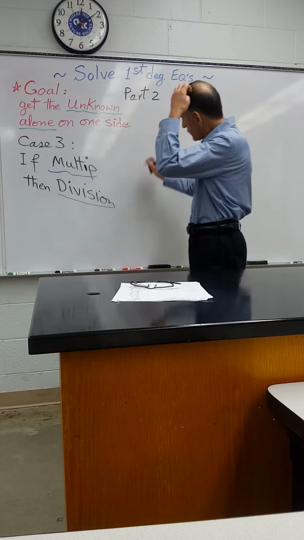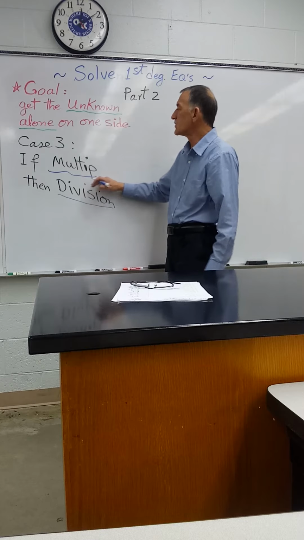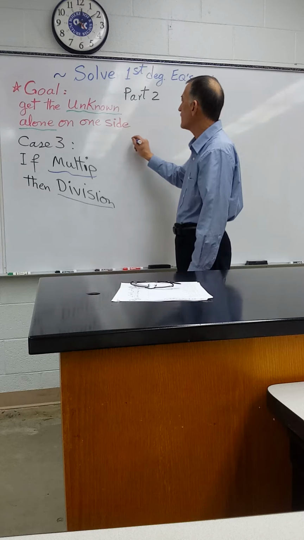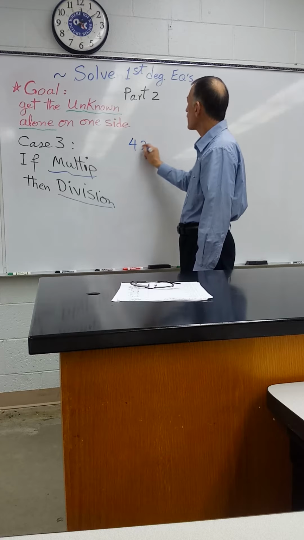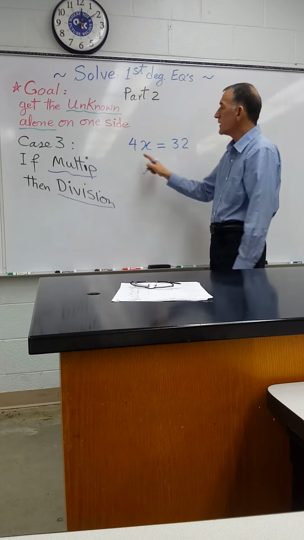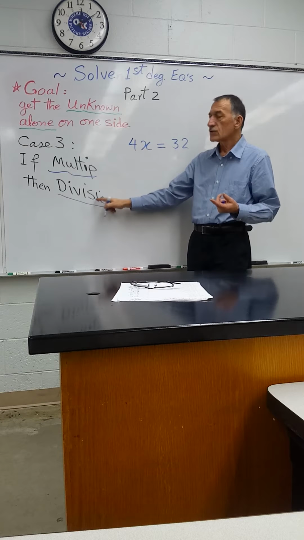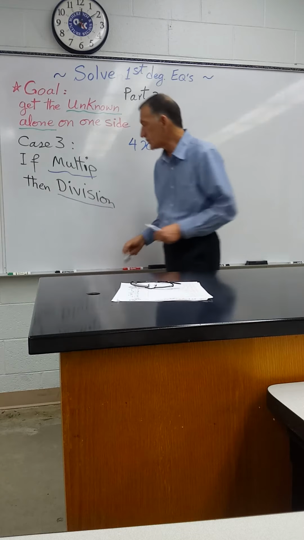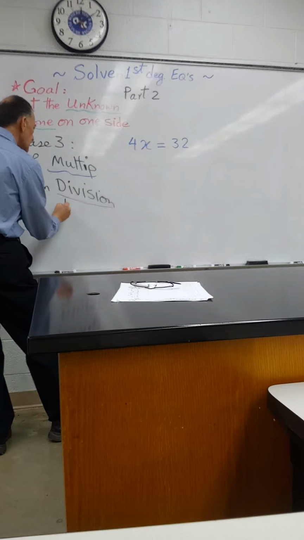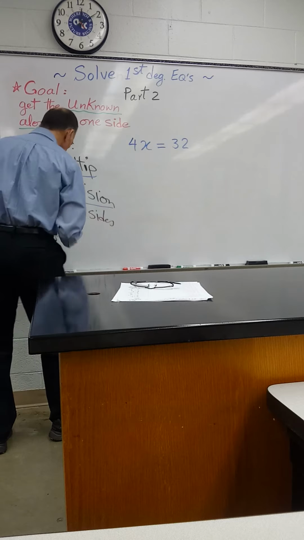And the first equation would be, this is the most popular of all. So when you see multiplication, for example, let's say we have 4x equal to 32. So right here is 4 times x, and that's multiplication, then we divide. So we have to divide. But remember, we're going to do the division on both sides, so divide both sides. Alright, so we're going to do that.